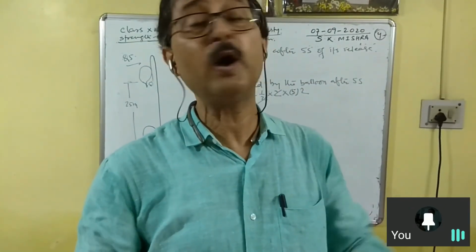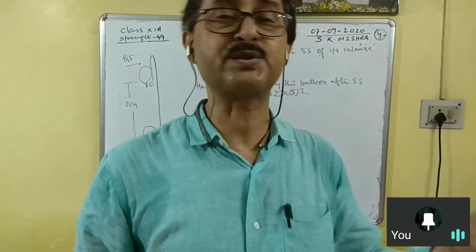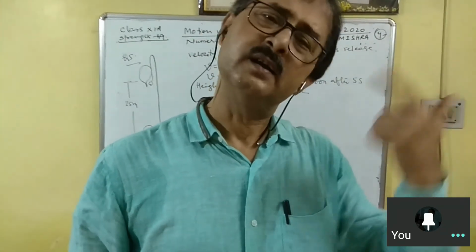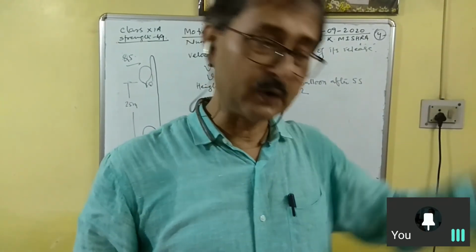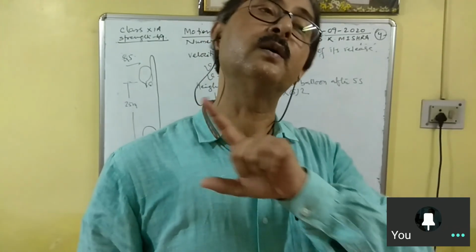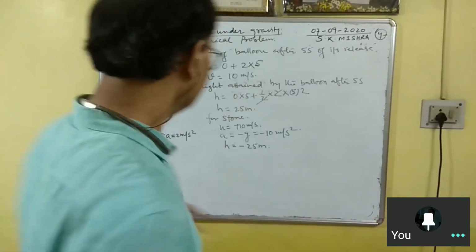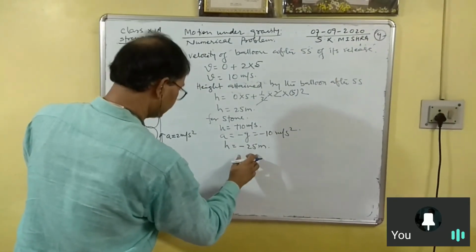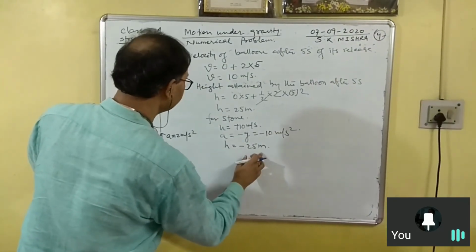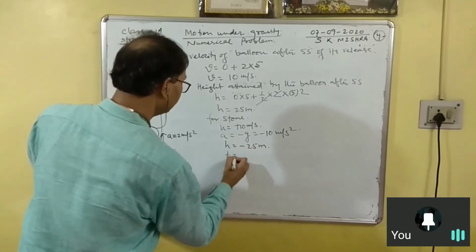But if all the physical quantities are in the downward direction only, or in the upward direction only, then assign a positive sign or a negative sign to all of them. Suppose for the downward direction we give all physical quantities a positive sign or a negative sign. So H is equal to minus 25 meter. Now you have to find the time, how much time it will take.